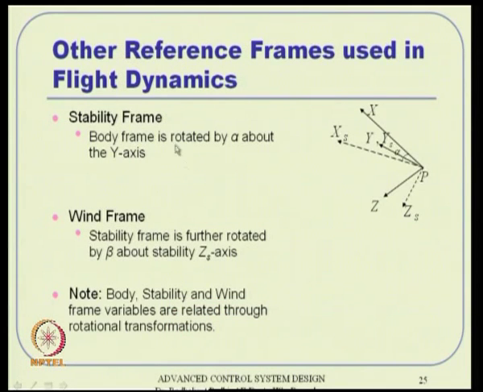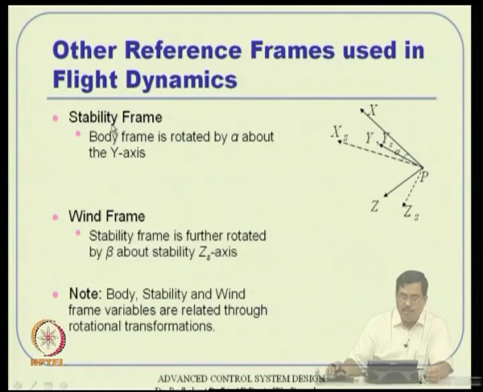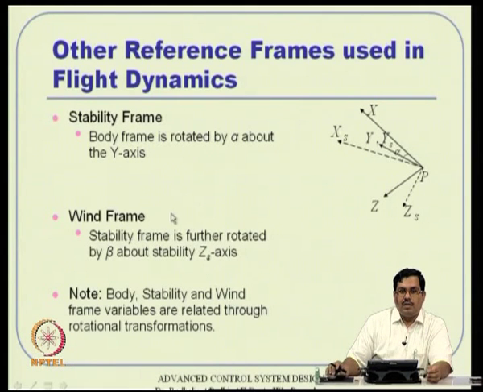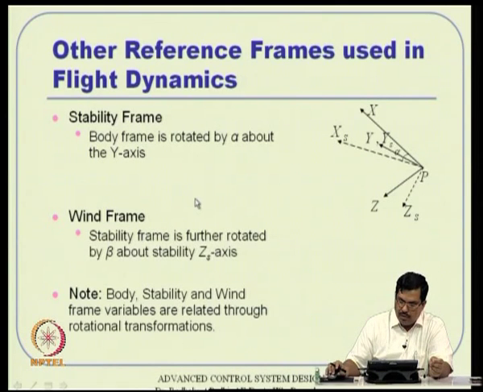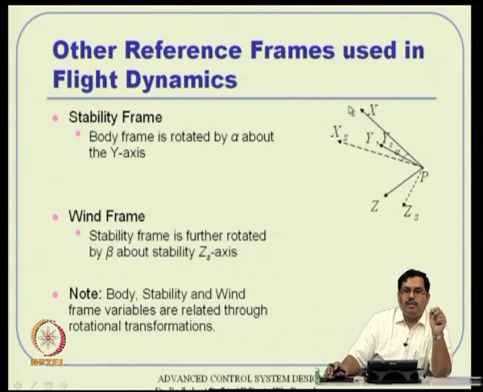Also remember that this is not the end of the story. In flight dynamics we talk about various other frames, one of them is the stability frame, the other is the wind frame. There are neat properties out of that, especially the wind frame: the aerodynamic lift and drag typically act in the wind frame. Sometimes the wind tunnel data will be given in terms of the stability frame. So what is this? A stability frame is nothing but the body frame rotated by angle alpha about the y axis. The y axis remains the same, and you rotate the x-z axes by angle alpha. That gives you the stability frame.